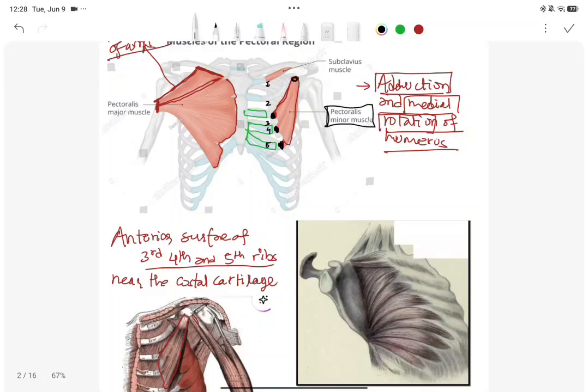And it is inserted in the coracoid process. Now the insertion: it is inserted in the medial and superior surface of the coracoid process of the scapula. It is inserted in the coracoid process of the scapula.